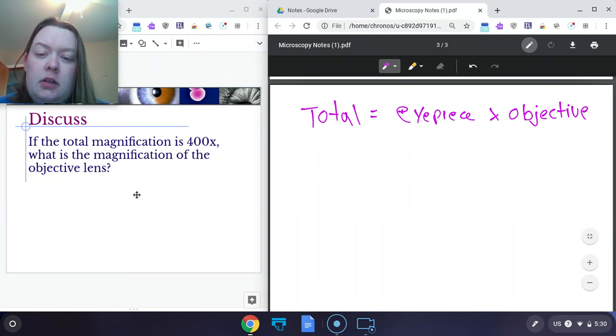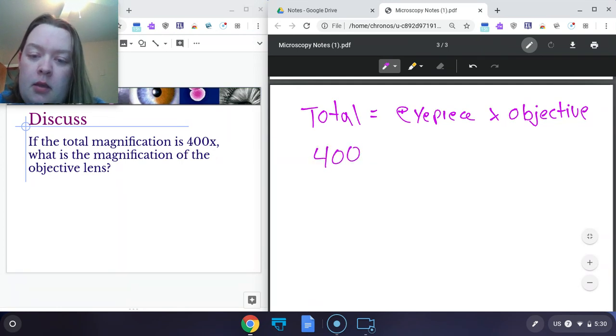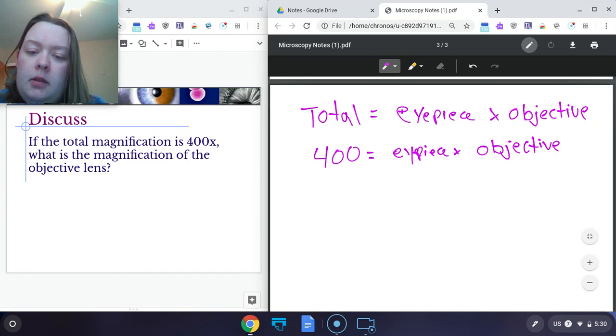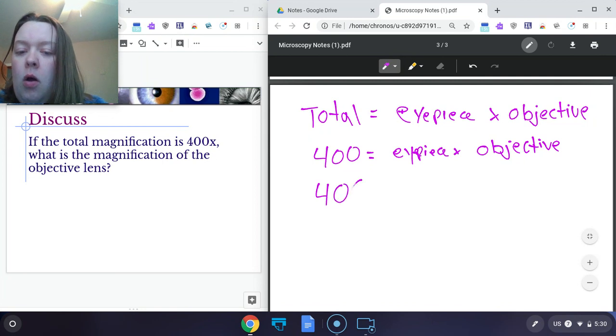All right, this problem: if the total magnification is 400x, what is the magnification of the objective lens? So we're going to go through and fill out what we're given. The total magnification is 400. So 400 is equal to eyepiece times objective. Earlier, we stated that the eyepiece always has a magnification of 10 unless you're told otherwise. So we're going to do 10 times objective.